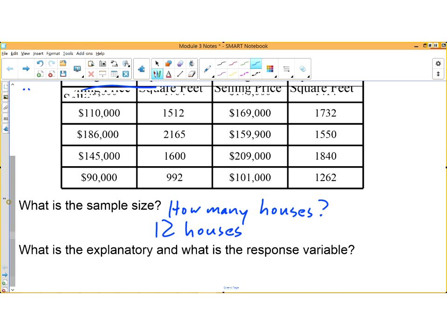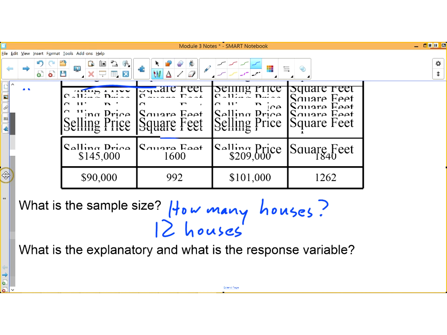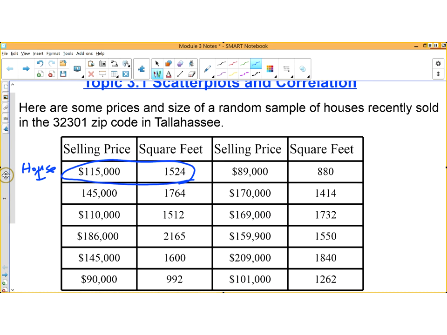So then the next thing is the explanatory variable. We've talked about that a little bit before in Module 1. So we've got two variables here. One is the selling price and one is the size. Square feet is really a unit. We're talking about the area of the house or the size of the house.